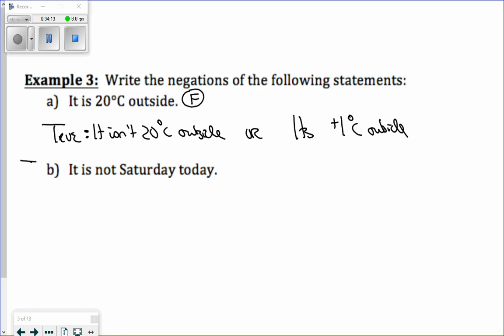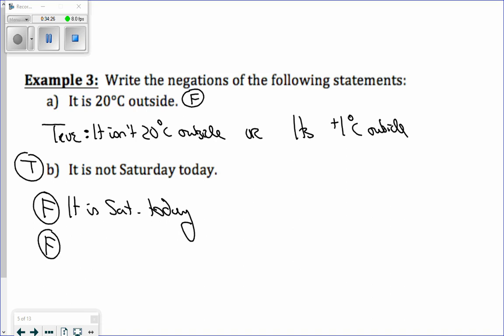It is not Saturday today. That's true. So you have to give me a statement that's false. You could say, it is Saturday today. What's another false statement you could give me? It's Thursday today. Right? Is there one answer that's correct? There's multiple correct answers. Okay, we'll take a little break, and then when you come back, we'll just keep going through this language.